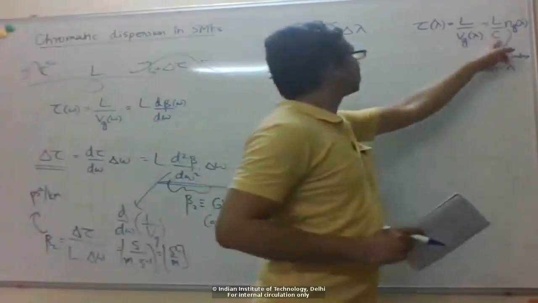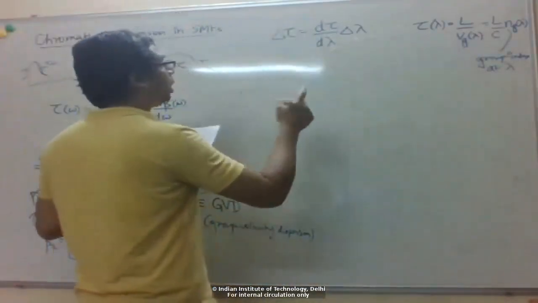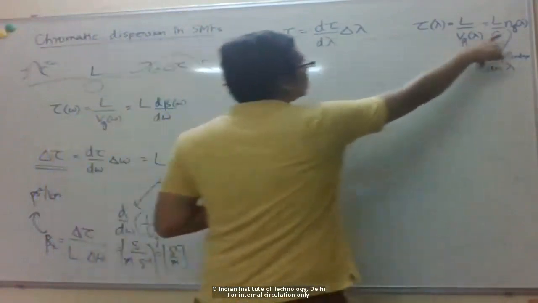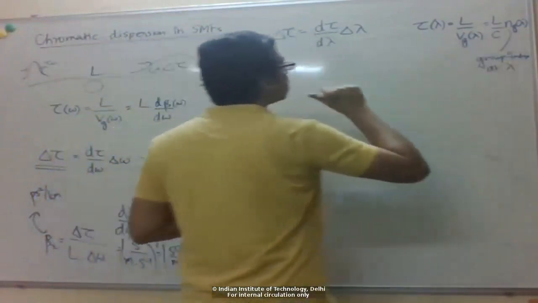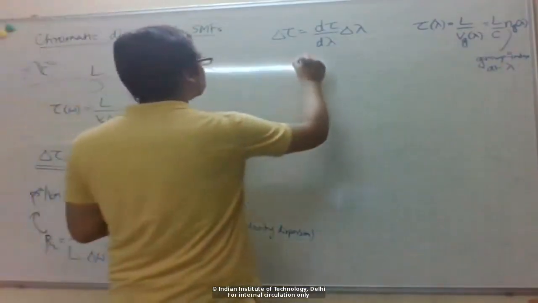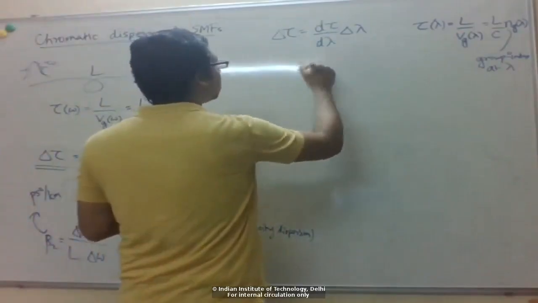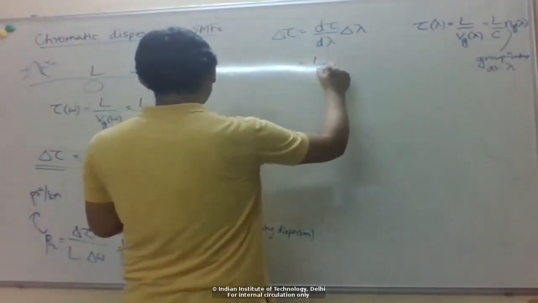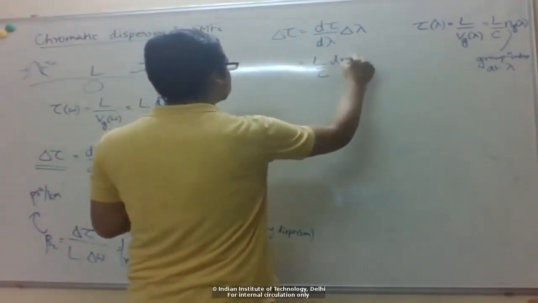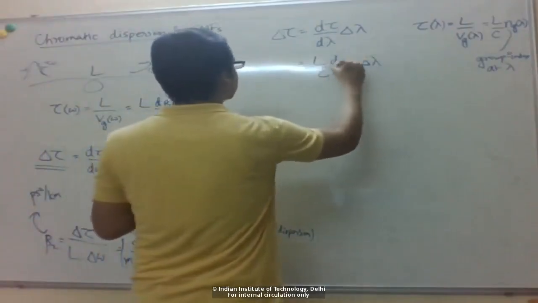Right, so if we plug this expression here, we get dNg by d lambda. So we get L over c here, the derivative of the group index with respect to lambda times the bandwidth.